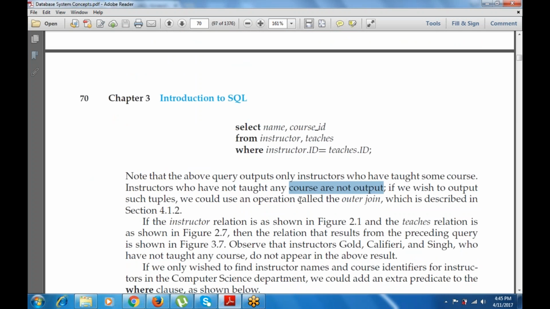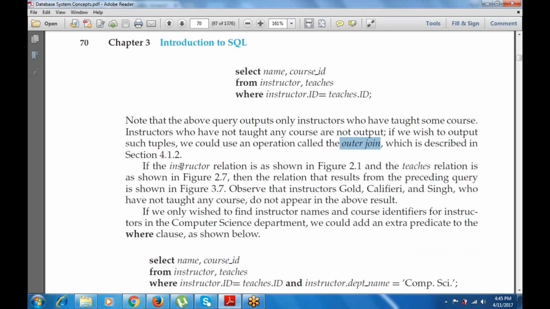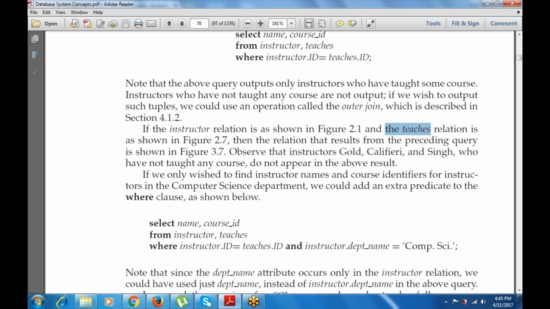And if we wish to output such tuples, we could use an operation that is known as the outer join. In the instructor relation shown with the teaches relation, the relation that results from the preceding query does not show instructors like Califieri and Singh, who have not taught any course and do not appear in the above result. And if we wish to find the instructor names and course identifiers for the instructors in the computer science department, we could add an extra predicate to the where clause.